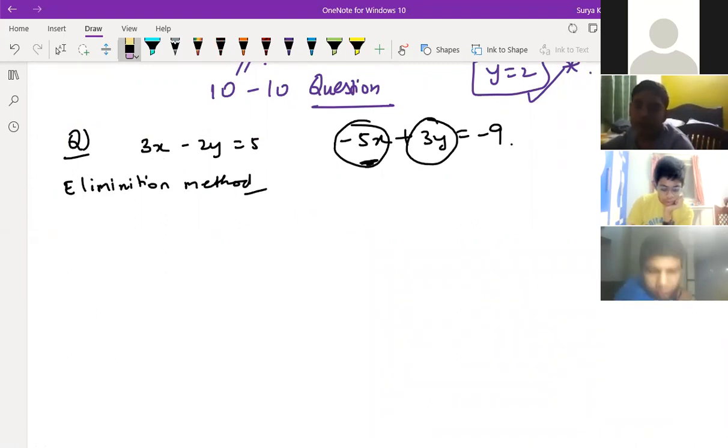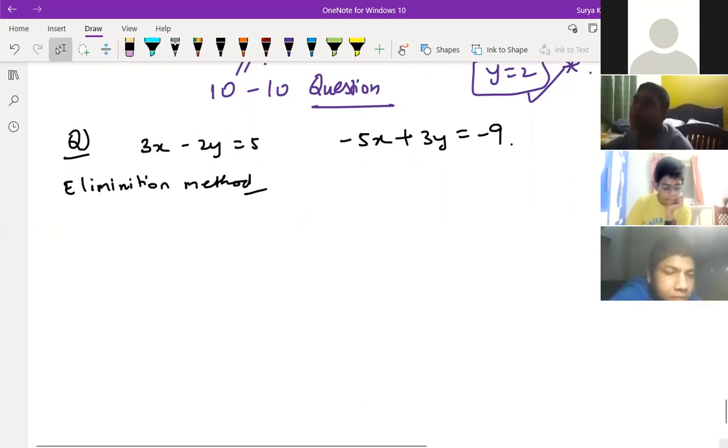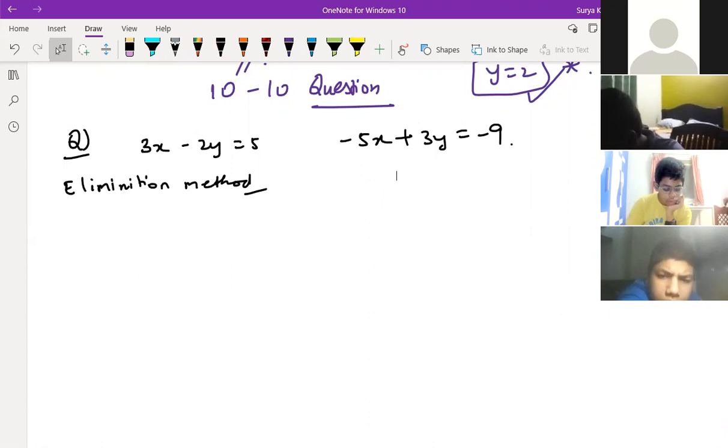Sir, matching in the sense you don't have to match the signs, right? No, don't match the signs right now. The sign will depend on addition and subtraction. If you want to change the sign, then you have to subtract. If you don't want to change the sign, you have to add. That's it. Understood?